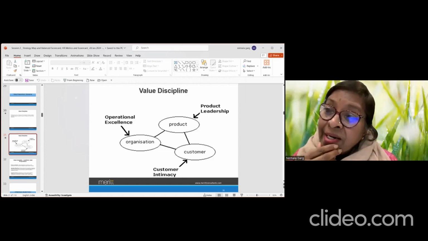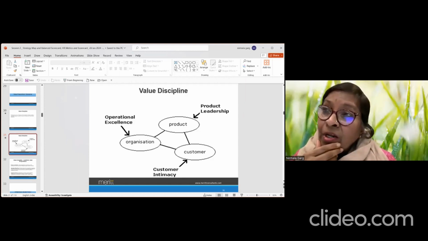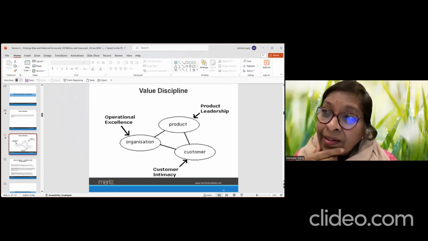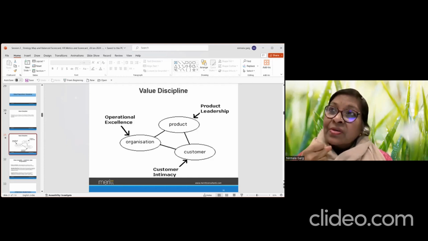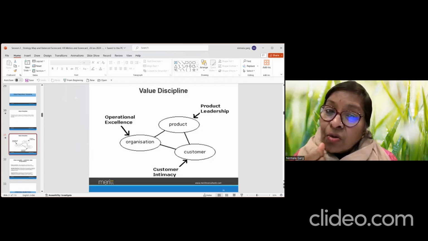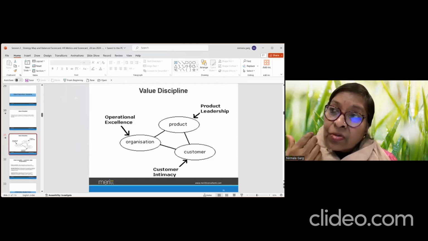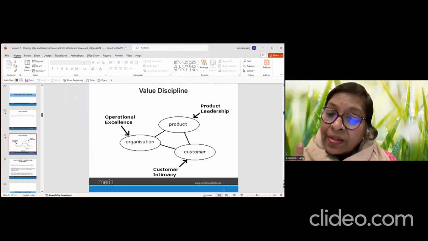And if you are a customer intimate company, what are you looking at when you hire talent across the organization? Customer service orientation. Is this person having customer service orientation? If a person does not have that kind of trait, then by hiring him, he will be rude to the customers.